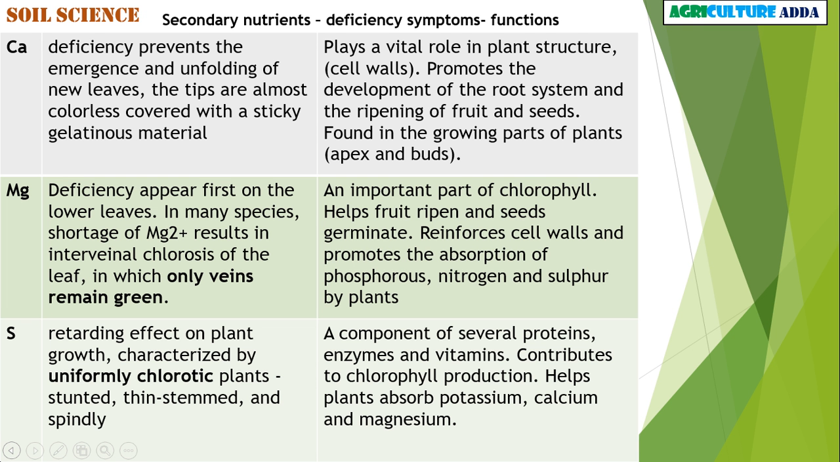And its function is an important part of chlorophyll, helps fruit ripen and seeds germinate, reinforces cell walls, and promotes the absorption of phosphorus, nitrogen and sulfur by plants. And in case of sulfur, its deficiency effect is retarding plant growth, characterized by uniformly chlorotic plants, stunted, thin stemmed and spindly. And its function is a component of several proteins, enzymes and vitamins, and contributes to chlorophyll production and helps plants absorb potassium, calcium and magnesium.